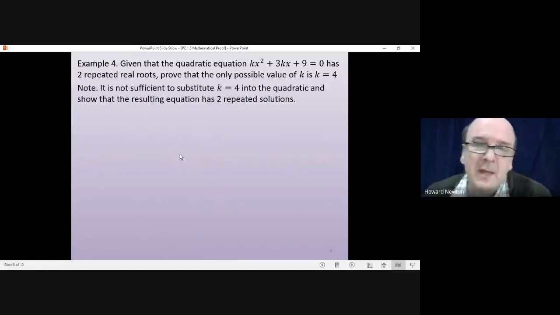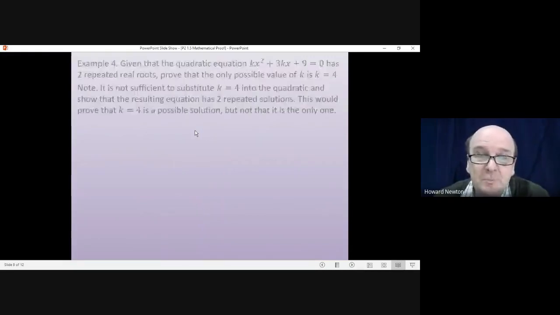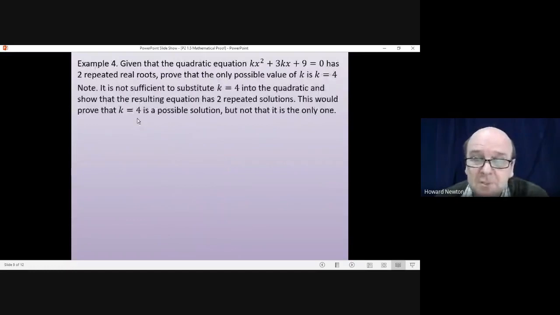First of all, it isn't sufficient just to show that k equals 4 works. We could substitute k equals 4 into there and show that it gives us a quadratic equation that has 2 repeated solutions. The reason why it isn't sufficient is that this would prove that k equals 4 is a possible solution. It would not prove that it is the only possible solution. And we've been asked to prove that k equals 4 is the only value that will work.